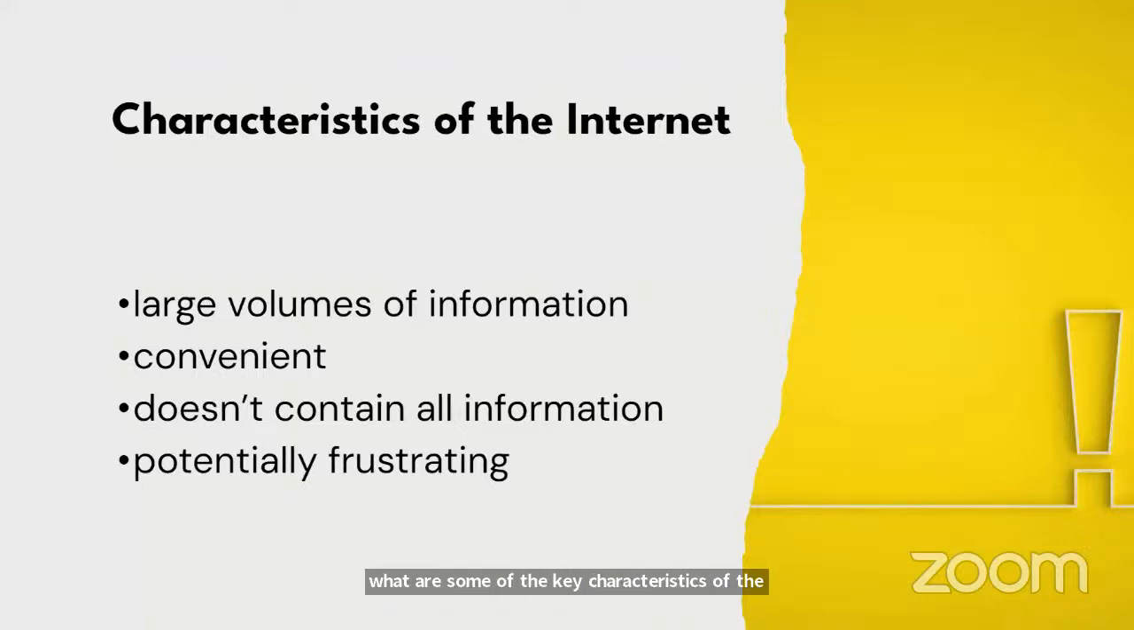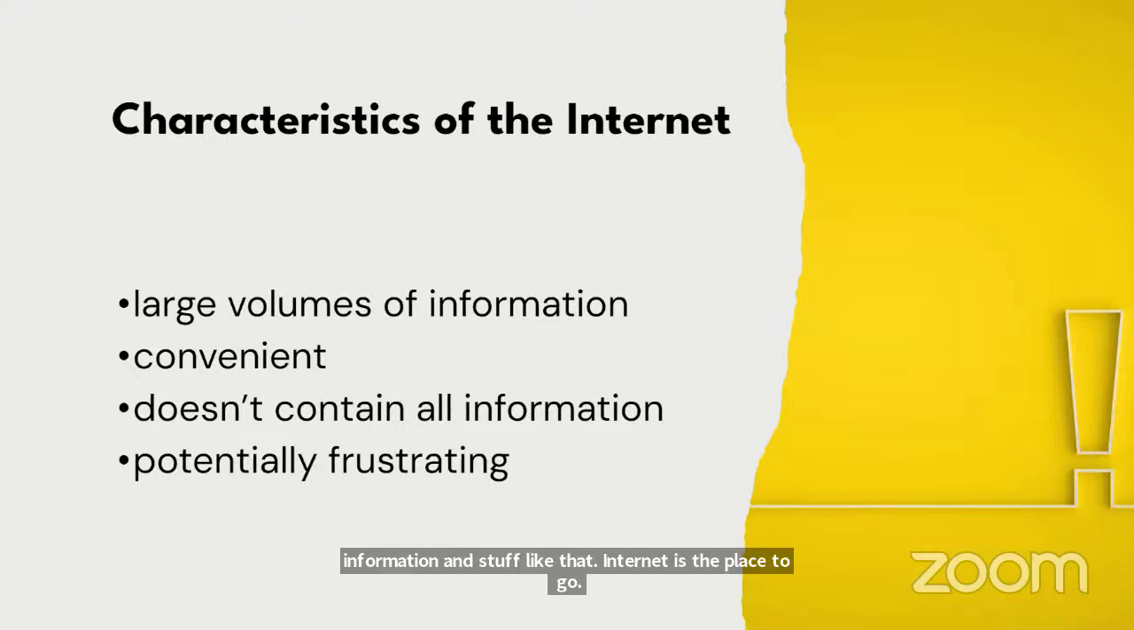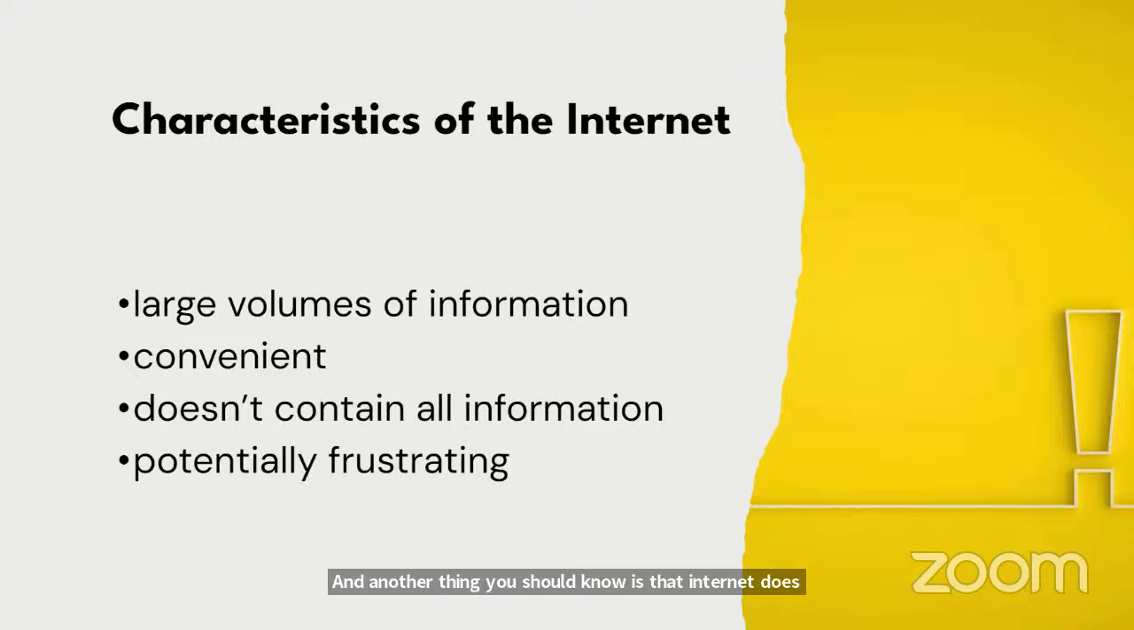So what are some of the key characteristics of the internet? Very often you will notice that the internet has large volumes of information. Another thing is the internet is a convenient place for everyone now. When you're doing research, looking for information, the internet is the place to go. Another thing you should know is that the internet does not contain all information. It has some information. And the internet can be potentially frustrating. Sometimes you look for what you're looking for and you don't get it, so it can frustrate your effort and you become annoyed.